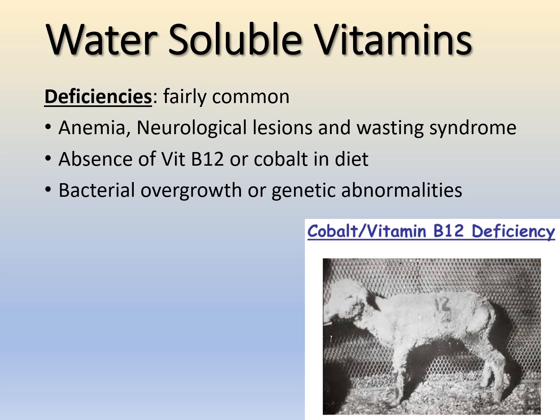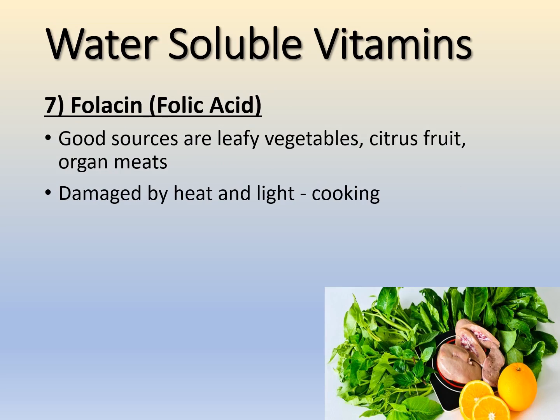So you can either have an absence of the B12 or cobalt in the diet to get this deficiency, especially in ruminants, right, where they need that cobalt. You can see a bacterial overgrowth or even genetic abnormalities that can cause this deficiency. So essentially, wasting disease, wasting syndrome is very common with this absence of cobalt or vitamin B12.